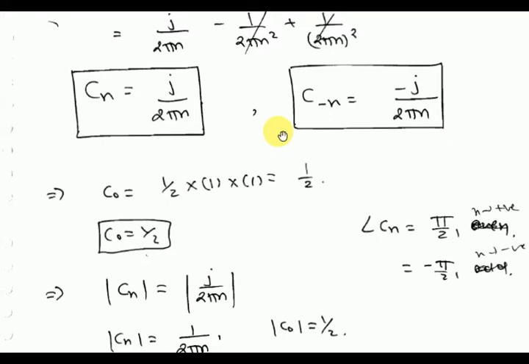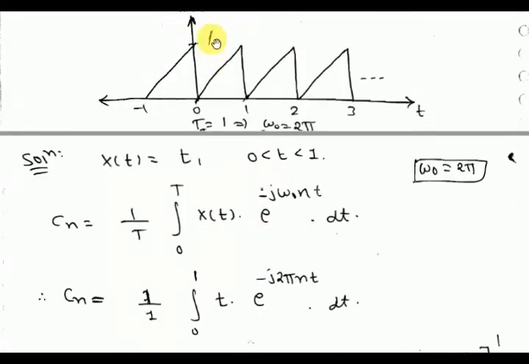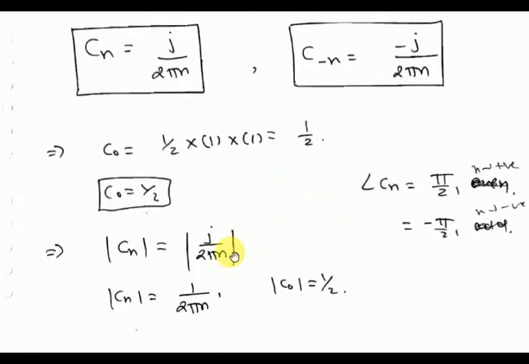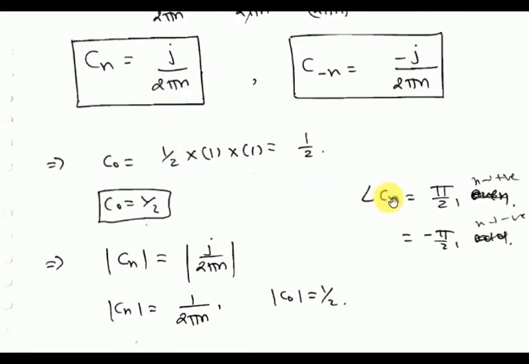You can find C naught by the formula 1 by T integration 0 to T x of t dt, or you can directly find the area of the signal over one period and divide by the fundamental period. This is a triangle, so the area will be 1 by 2 into 1 into 1, so you will find 1 by 2 divided by period 1, so C naught will be 1 by 2. And you can find magnitude mod Cn as well as angle of Cn.